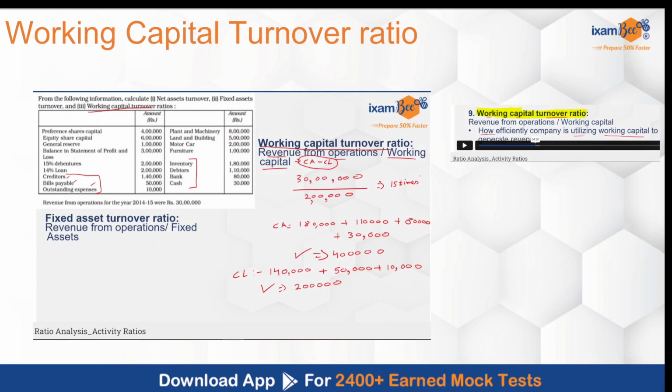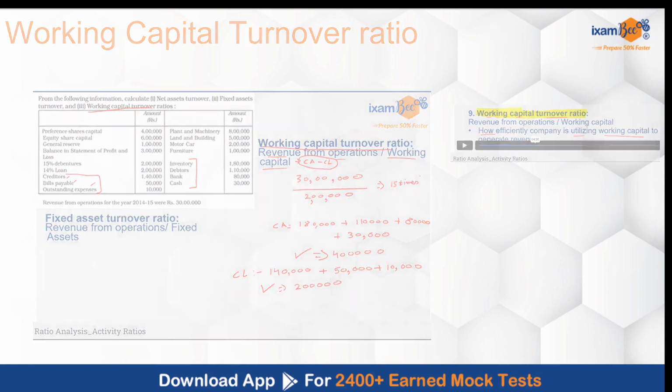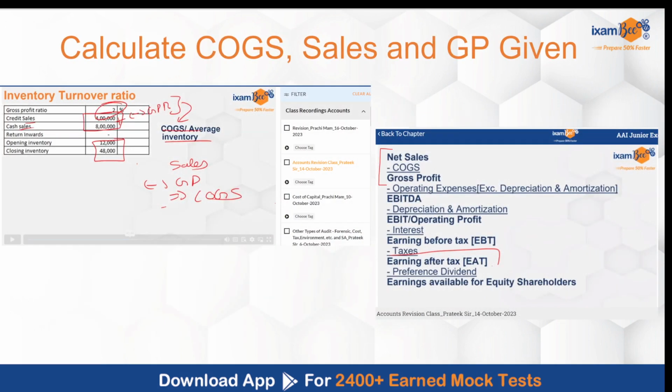Next question related to the ratios topic where a calculation had to be done with relation to the working capital turnover ratio. The ratios topic, as I stated before, is a very must do topic for any finance or accounts based exam. There was another ratio based question where you had to calculate the COGS, the cost of goods sold, where information related to sales and the gross profits were given to you.